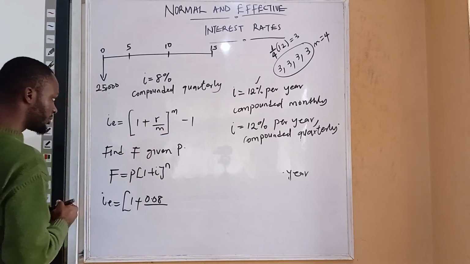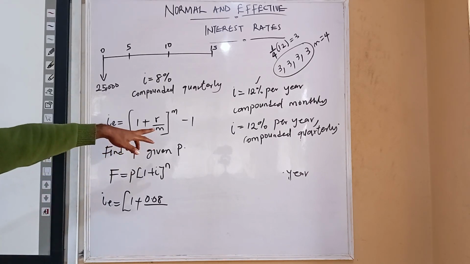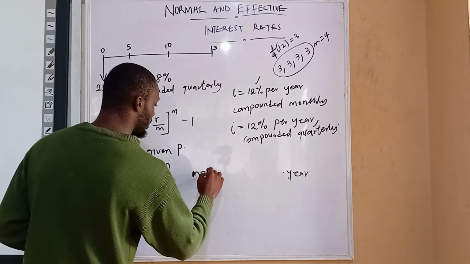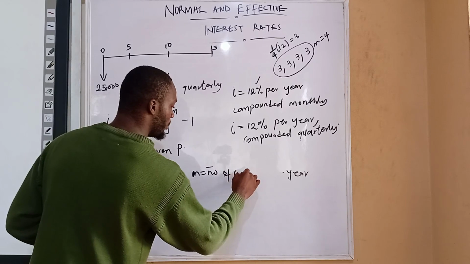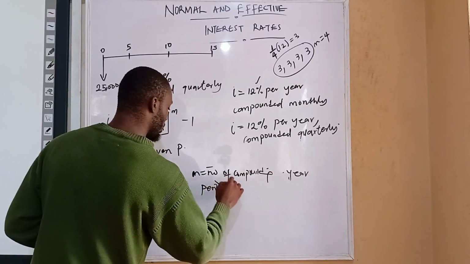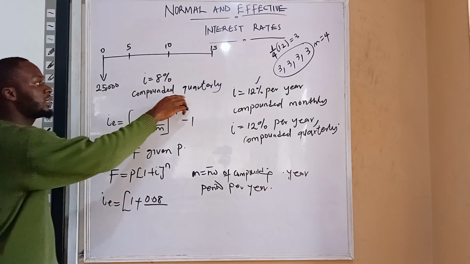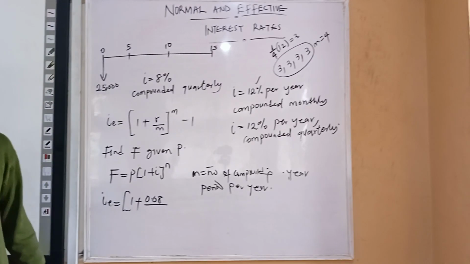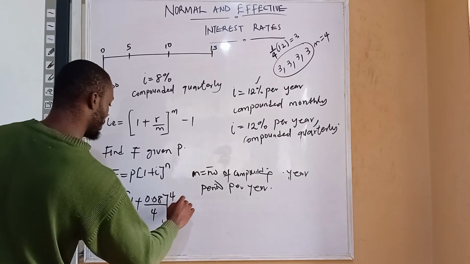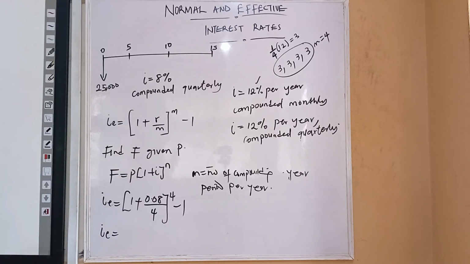M is the number of compounding periods per year. So how many times will you see a quarter in a year? 4 times. So our M is 4. This is raised to 4, minus 1. So let's punch this.